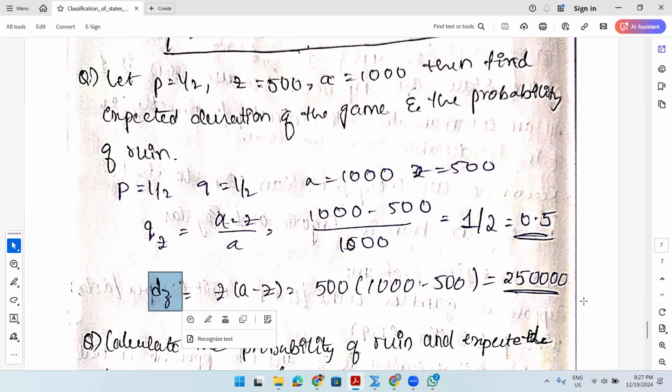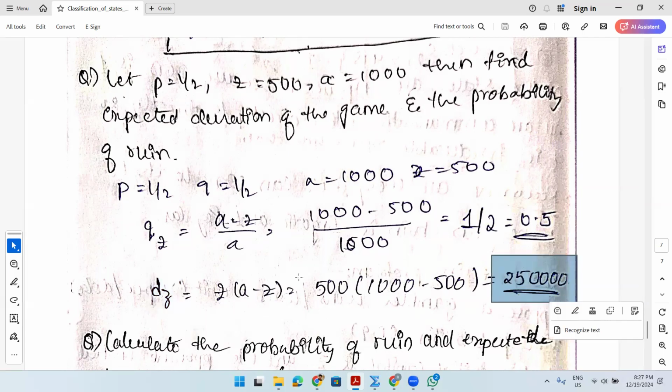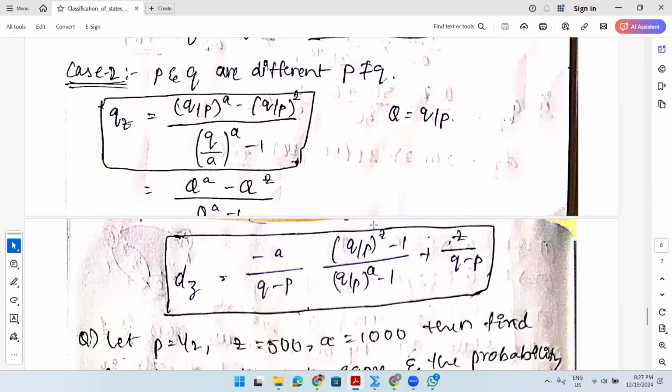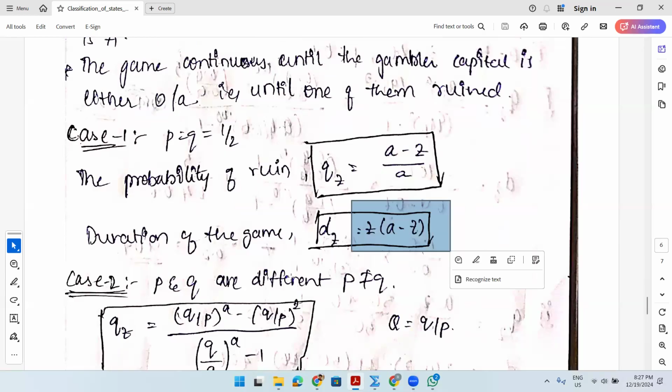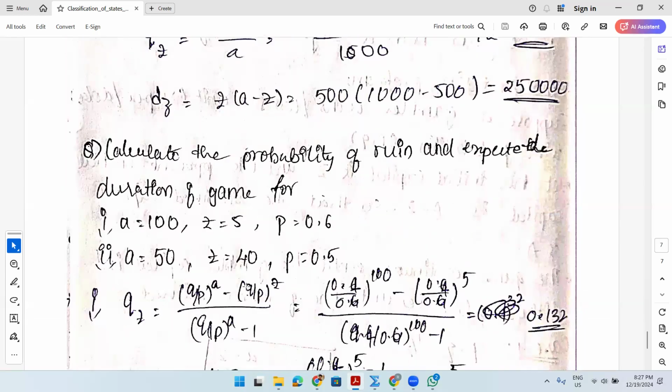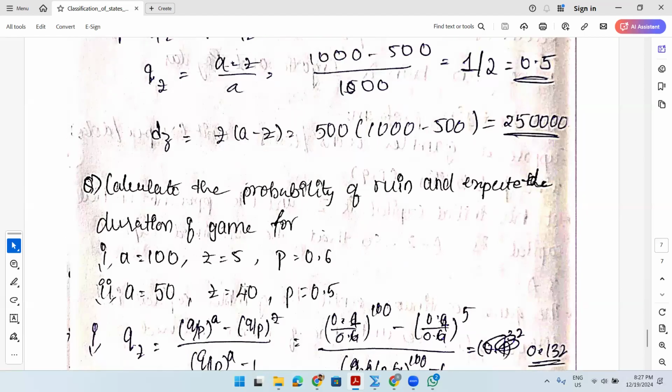2,50,000. This is nothing but 2,50,000. 500 into 500, or 500 into 1000 minus 500. Z into A minus Z, this we can say. This is the formula, Z into A minus Z. This is very simple if P is equal to 1 by 2. Okay.